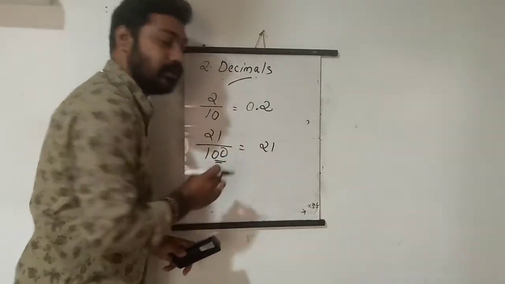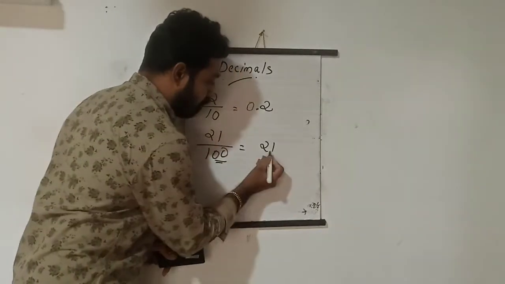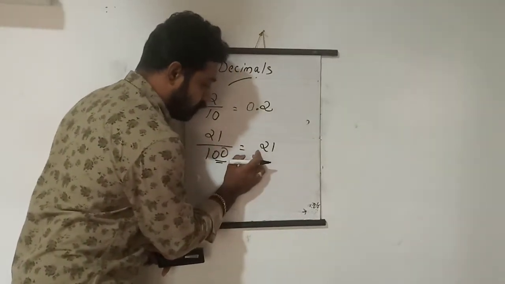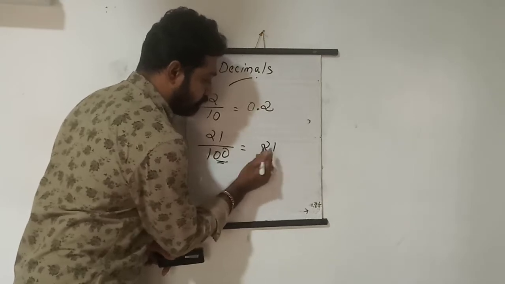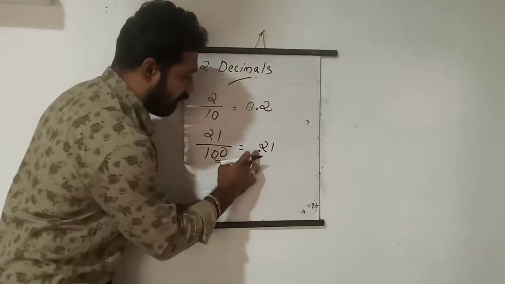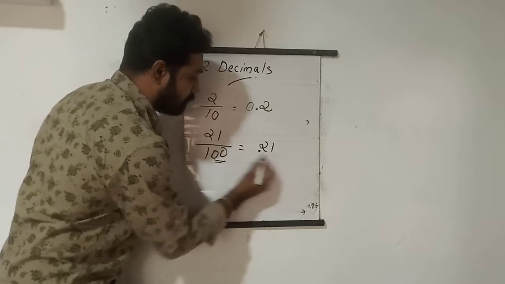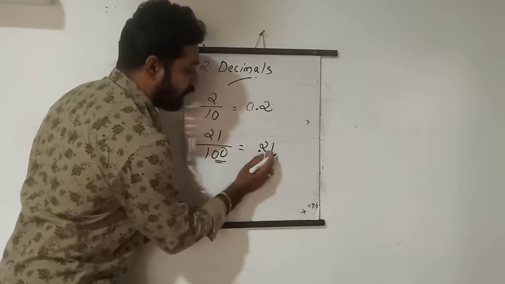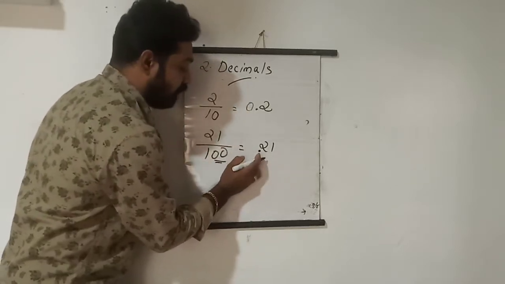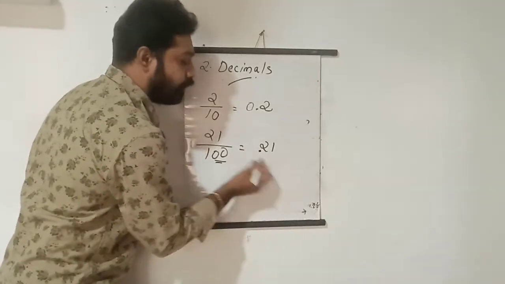This is a 2 digit number, so no problem. We count the zeros from the right end: 1, 2. We put the point. You can see that after the point, two numbers are there. There are 2 zeros, so from the right hand we put the point. So it is 0.21.